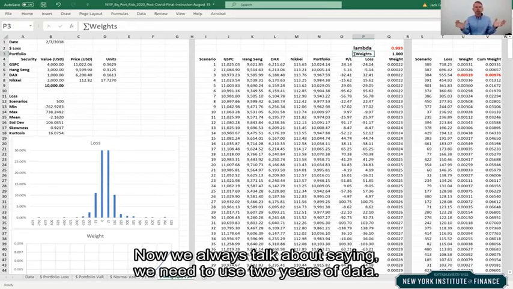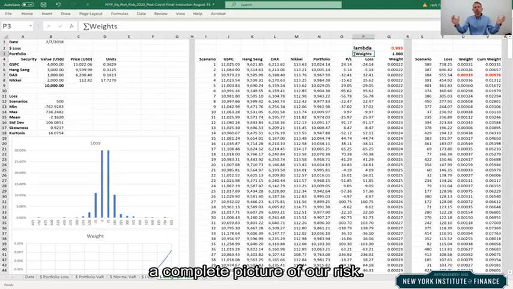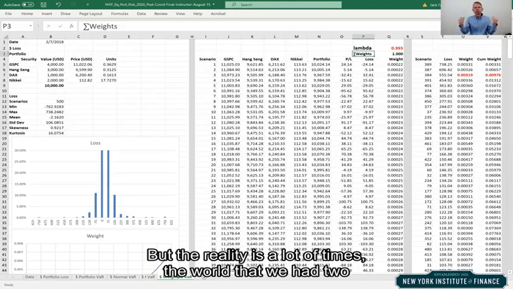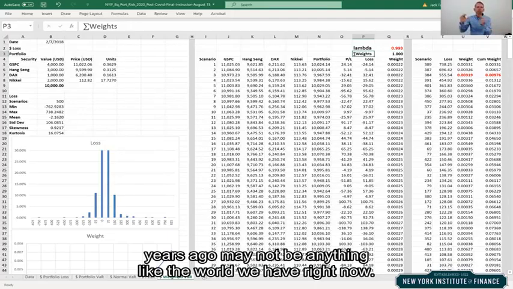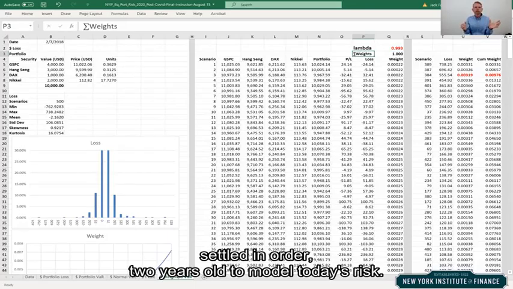Now, we always talk about saying, oh, we need to use 2 years of data. And so that way we get kind of a long-term view, a complete picture of our risk. But the reality is a lot of times, the world that we had 2 years ago may not be anything like the world we have right now. And maybe it's not a good practice as a risk manager to use data that's 2 years old to model today's risk.